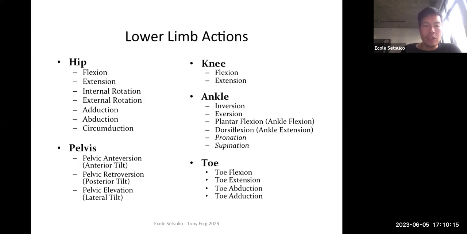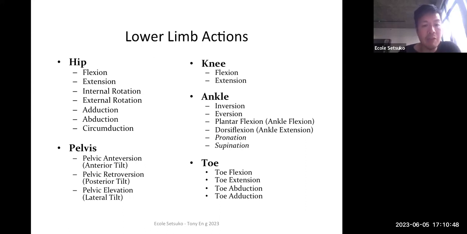All right, so just a little review. We already looked at most of the actions. So hip action: flexion towards the front of the body, extension towards the back. Remember, the leg is straight with the knee not bent here. We're looking at the coxofemoral area. Internal rotation, rotating inwards, external rotation outwards, adduction going towards midline, abduction away from midline. And of course, circumduction is a combination of all these actions together.